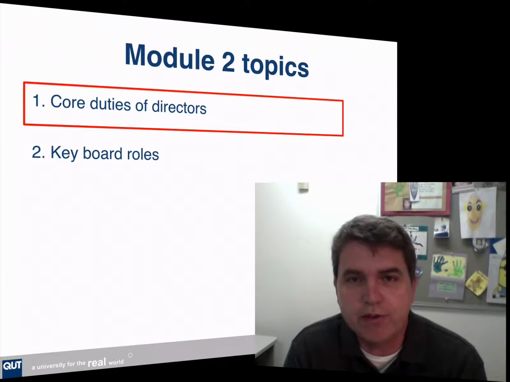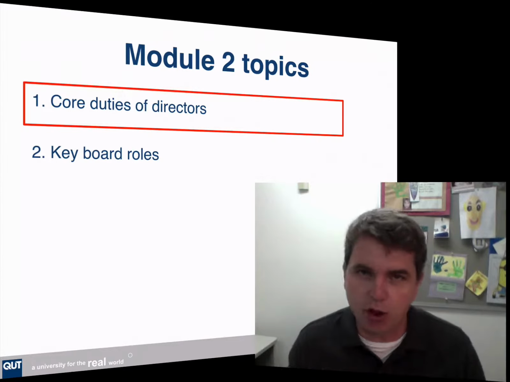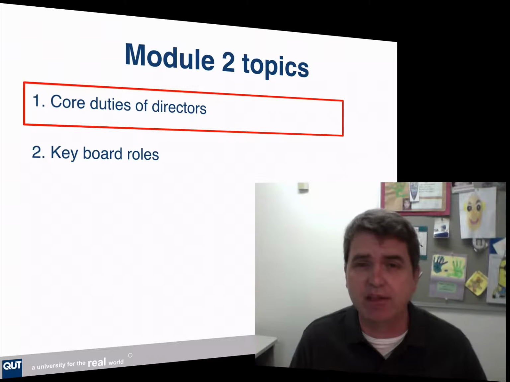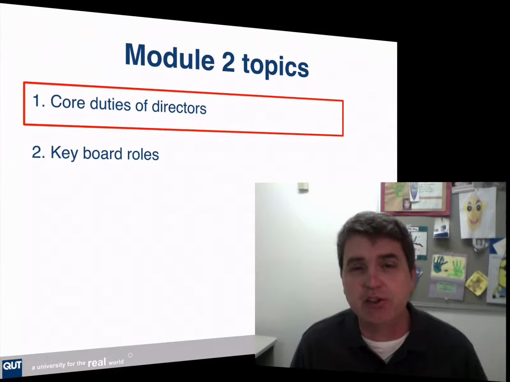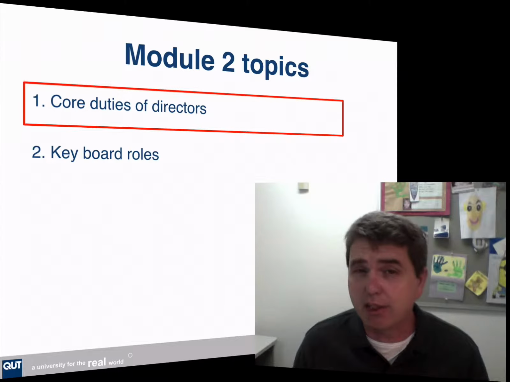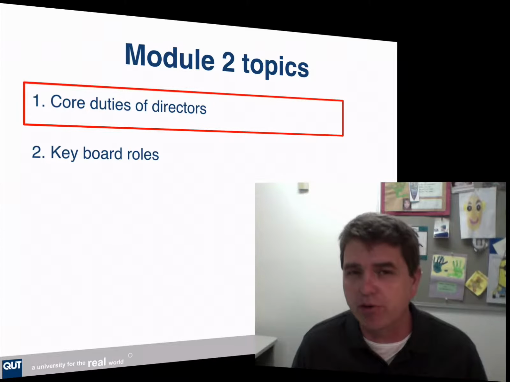So the first thing we're going to look at is the core duties of directors. Now, this is more complex than what we're going to deal with, but what I want us to be able to leave this course with is an idea of the fundamental requirements when we're a director or an officer. We're in those leading positions in companies. So that's why I'm going to call it this core area of duties.